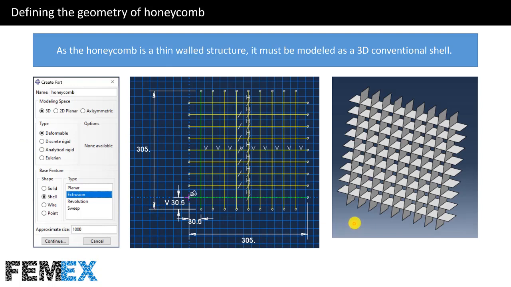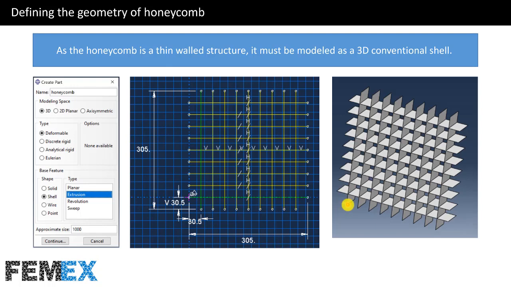Here, I have created the geometry of this honeycomb. I have defined a 3D deformable shell, and I have used the extrusion technique for creating the honeycomb. And this is the sketch of the section of the honeycomb. And by extruding this sketch, the honeycomb is created.